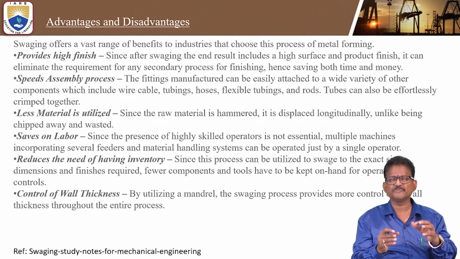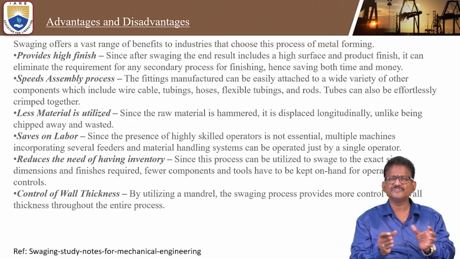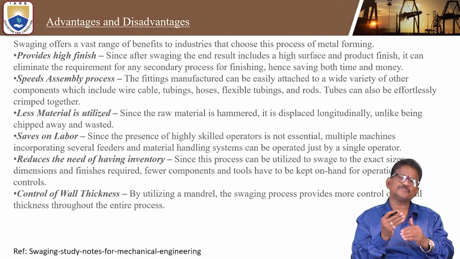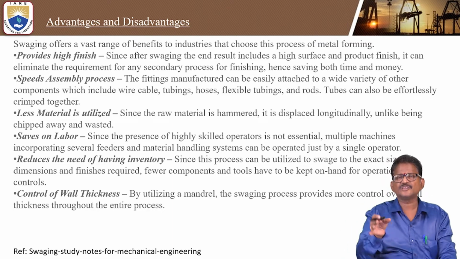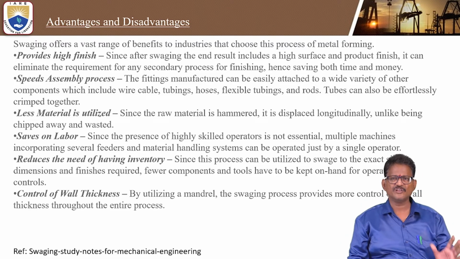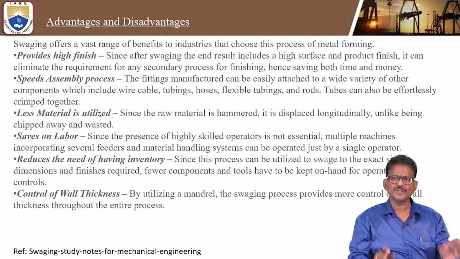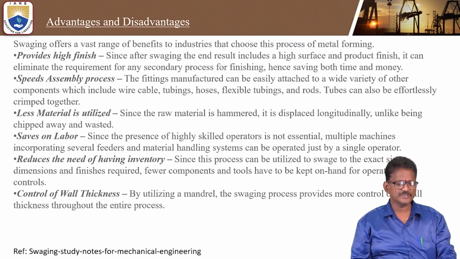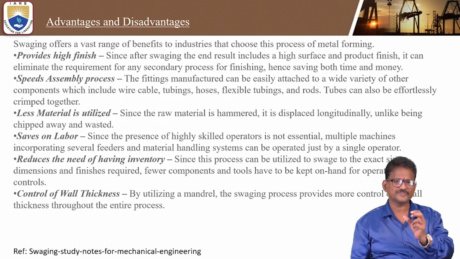If you assemble manually, it will take a little more time. If it is automated, the assembly process will be done within a stipulated time, and a variety of complex shapes can be fitted to each other easily, even wire cables, tubes, hoses, flexible tubings and rods can be put together effortlessly. So this is how we can provide the high surface finish.